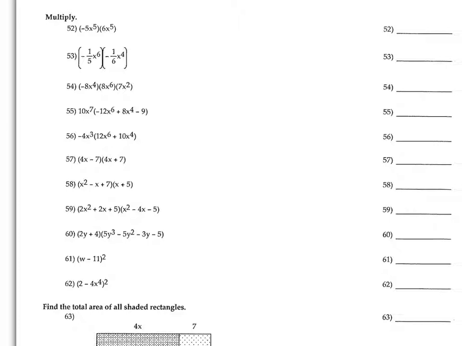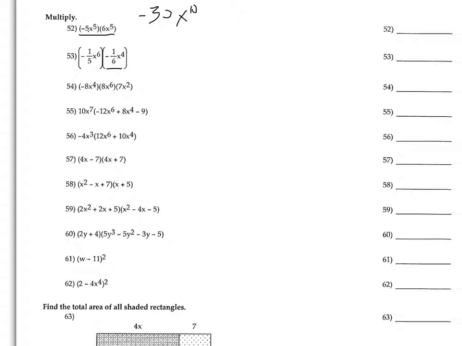It's multiplication now. So when we're multiplying these two monomials here, we multiply the numbers, the negative 5 and the 6. That gives us negative 30. And we have x to the 5th, x to the 5th. So we're multiplying two things with like bases. We add the exponents, x to the 10th. So that's what we have there.